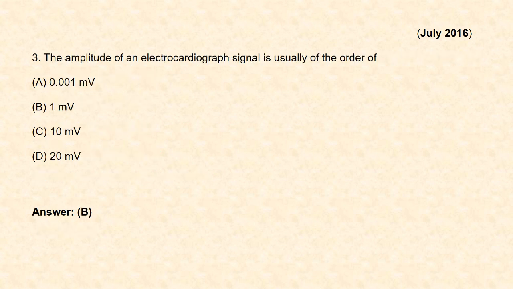Next question. This question was also asked in July 2016. The amplitude of an electrocardiograph signal is usually of the order of option A, 0.001 millivolt, option B, 1 millivolt, option C, 10 millivolt, option D, 20 millivolt. We know that the amplitude of ECG waveform is 1 millivolt. So option B is correct.